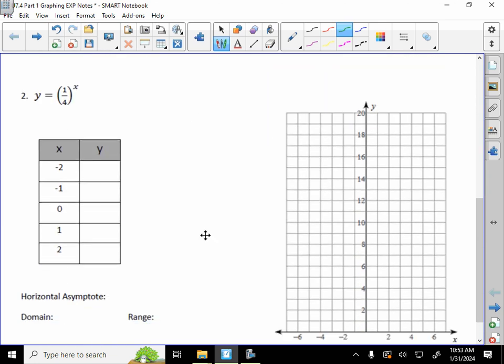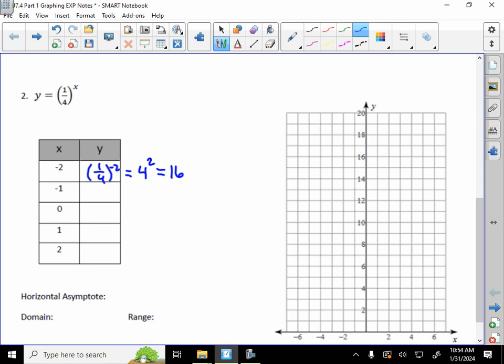All right, so let's do y equals 1/4 to the x. So again, using -2 to +2. So this would be 1/4 to the -2. Now, if you flip this, 1 over 4 becomes 4. So if you flip 1 over 4 and do the reciprocal, then you have to change the sign of the -2. So then it becomes +2. And that's the same as 16. And you can check it on your calculator. 1/4 to the -2 does equal 16.